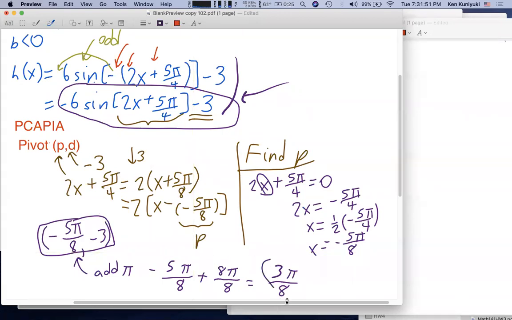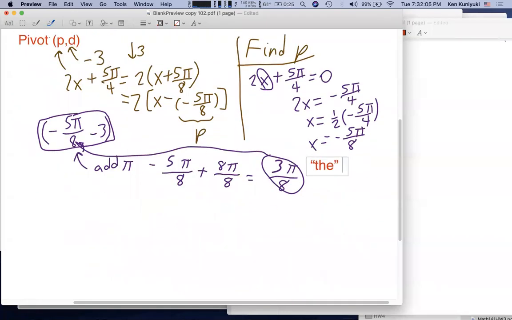3 pi over 8, I may have used instead of -5 pi over 8 as a phase shift, because 3 pi over 8 technically is a better phase shift. It's quote unquote the phase shift, because it's closer to 0. Remember, if you take this value for little p we got, -5 pi over 8, which we computed correctly, that's an appropriate horizontal shift. I'm willing to call it a phase shift.